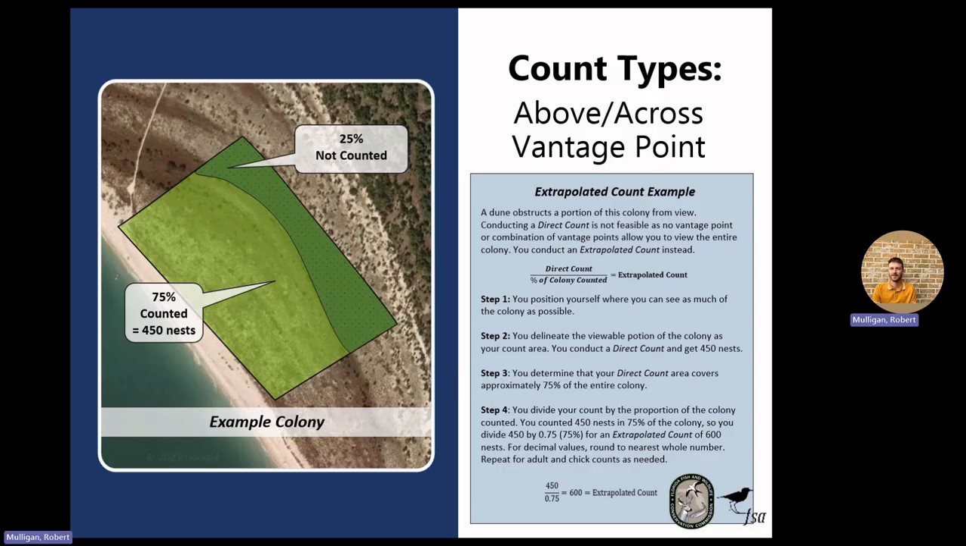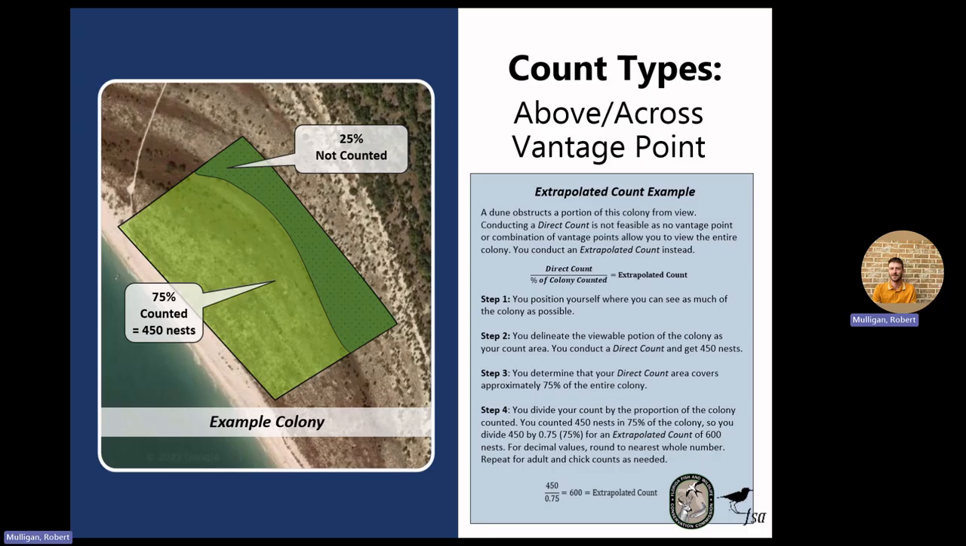Step 1. Position yourself where you can see as much of the colony as possible from your vantage point. Step 2. You delineate the viewable portion of the colony as your count area. In this example, you can see the portion of the colony shaded in light green. You cannot see the portion of the colony shaded in dark green. That's blocked by a wall or a series of structures on the rooftop.